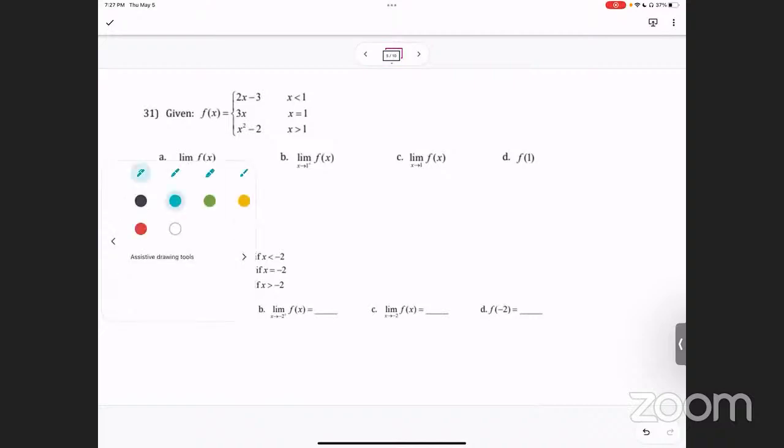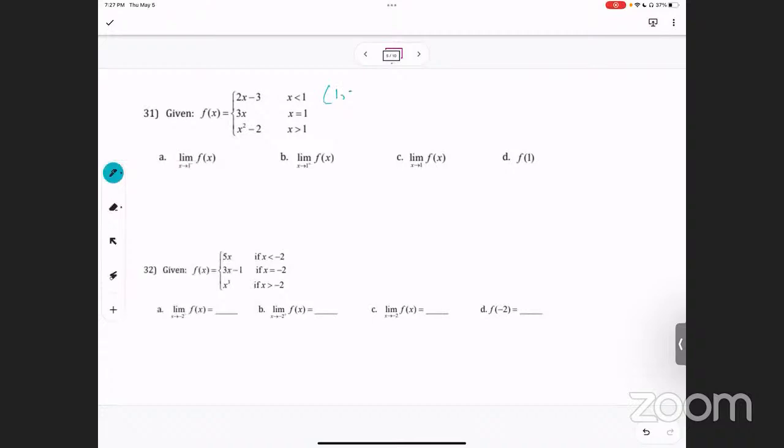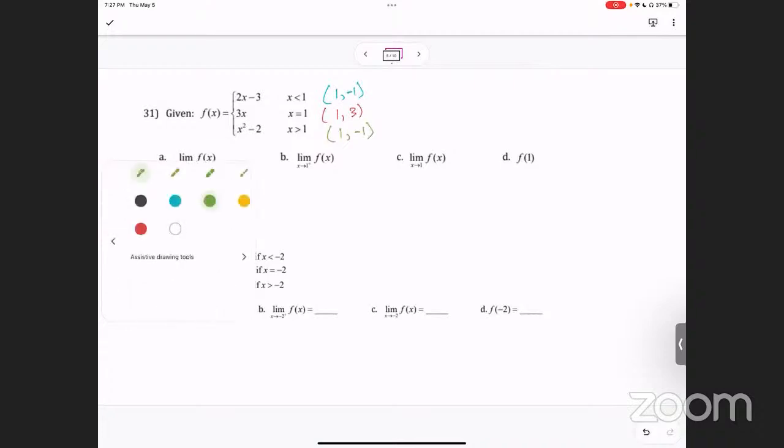So this top one here is going to be 1 comma negative 1. You're correct. This next one is going to be at 1 comma 3. And this last one is 1 squared, so it's 1 comma negative 1 again. Good. And so do you see how this red one is just a single point?